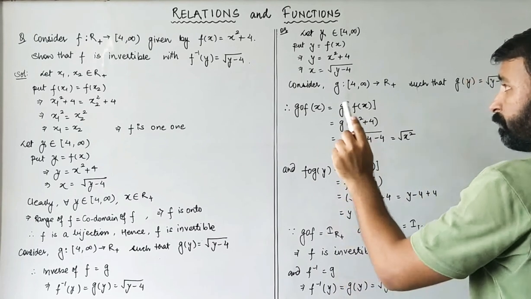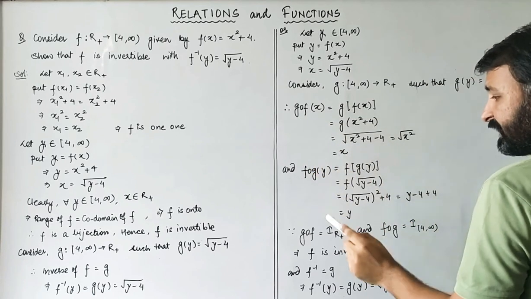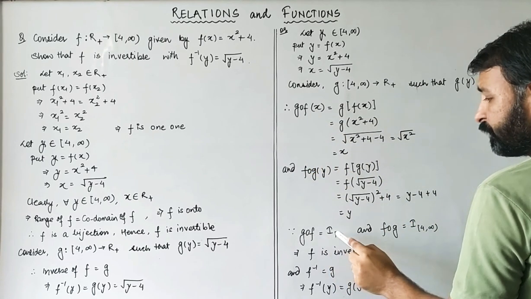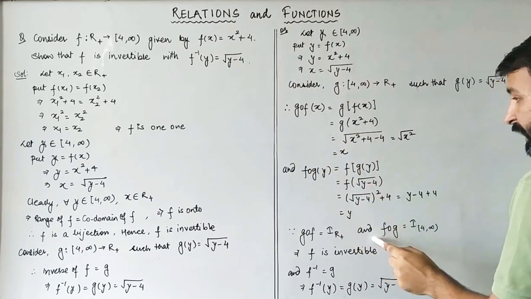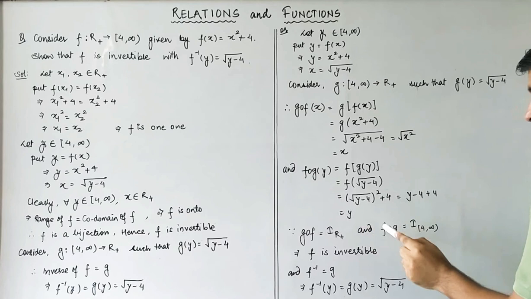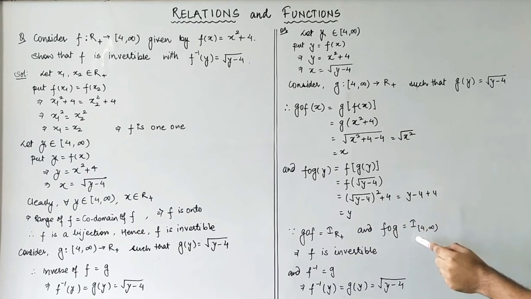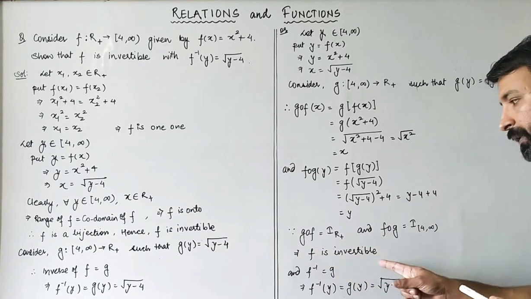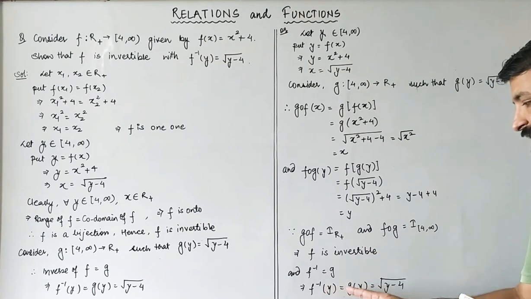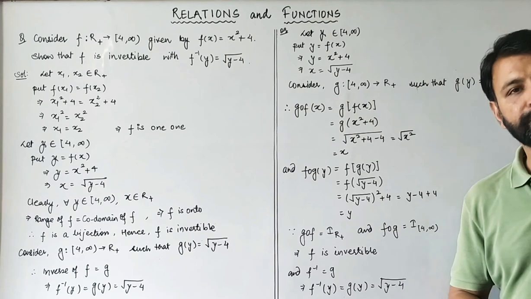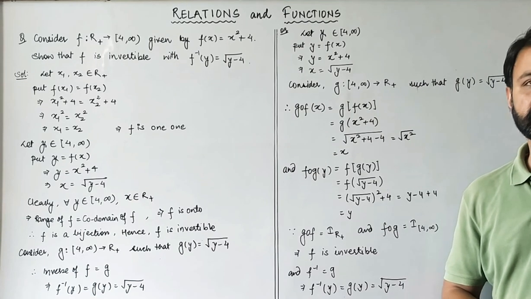Clearly gof is x, that is gof is identity function of positive real numbers or identity function of domain, and fog is y. It implies fog is an identity function of codomain or an identity function of closed interval 4 to infinity. It implies f is invertible and f inverse is equal to g. It implies f inverse y is equal to g of y, which is equal to under root of y minus 4. I hope this is clear, students. Thank you.